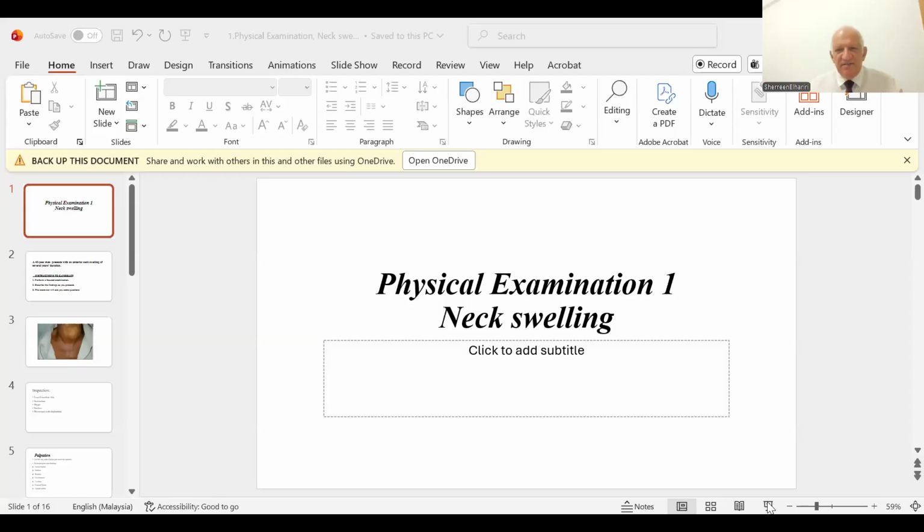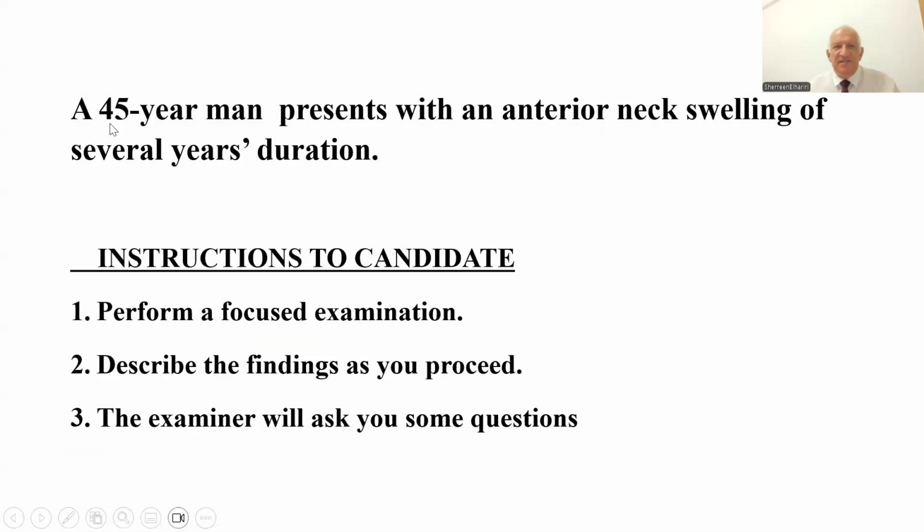So in the neck examination, we start first with the swelling. So you can have a script like this: 45 years old man presented with anterior neck swelling, several years duration. Make a focal examination or focused examination, describe the findings as you proceed. The examiner asks you some questions.